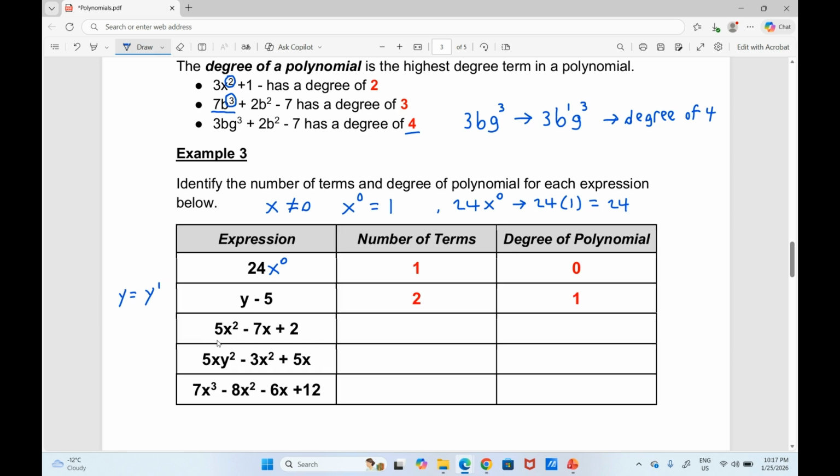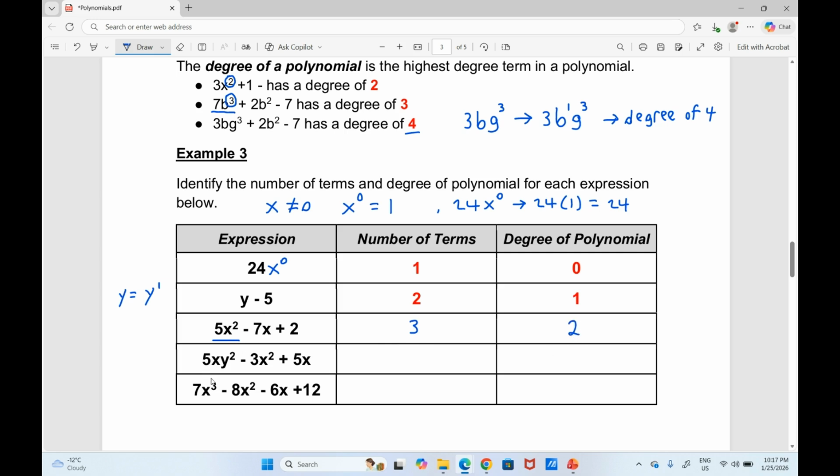Now, looking at my third row, I have 3 terms. So it looks like the first term is going to be my highest degree term. I have 5x squared. Okay, so once again, 3 terms. Since I have x squared, that's a 2 there in the exponents, I'm going to say my degree of this polynomial is going to be 2.